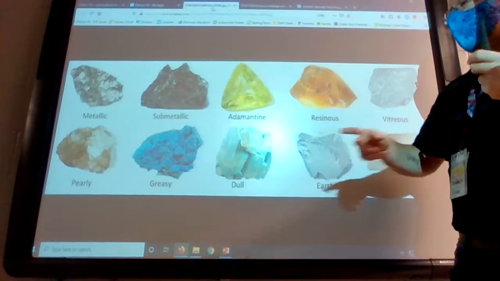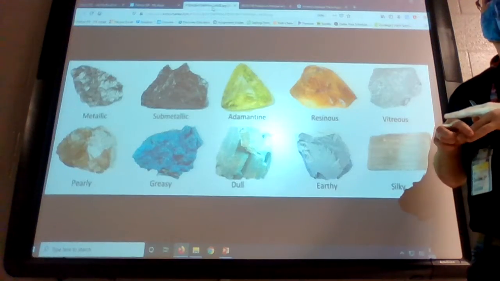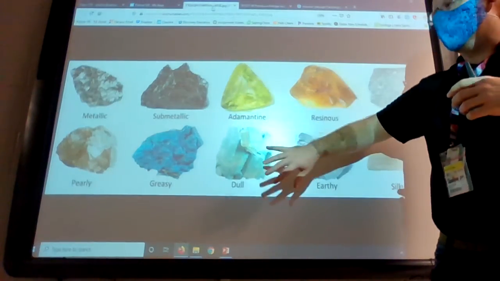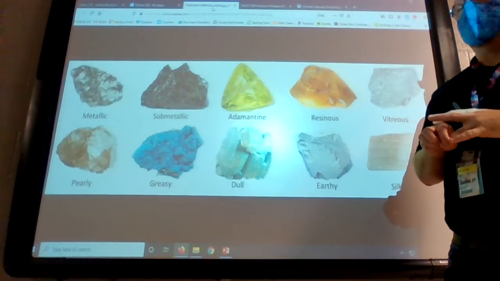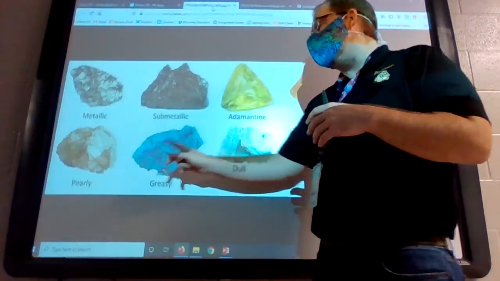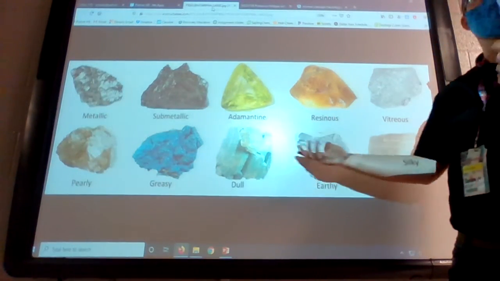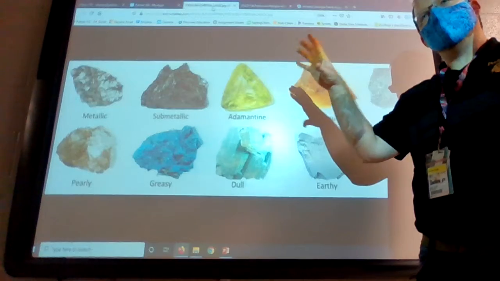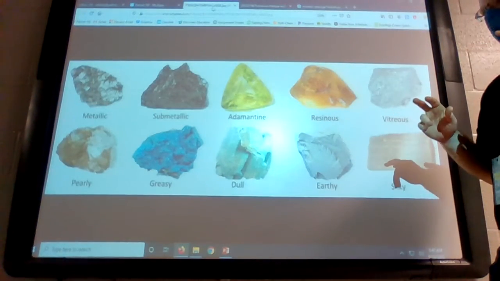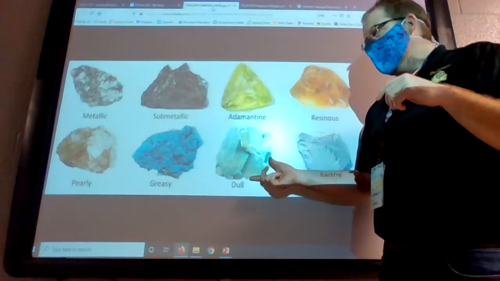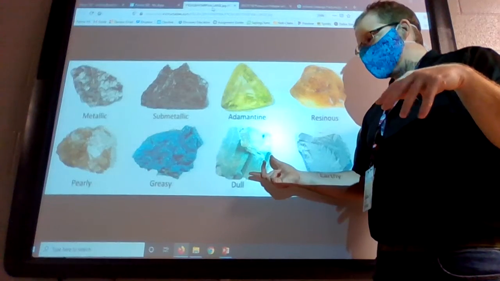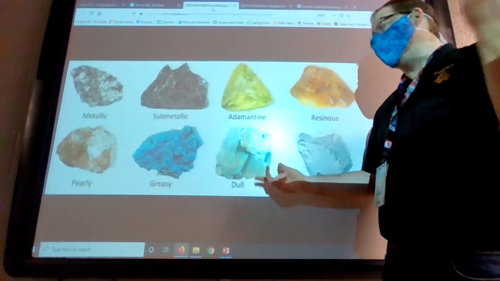Then you go to dull. You're going to find a lot of stuff that's dull. Anything that's not metallic and not shiny is going to probably fall in the dull category pretty easily. And probably even stuff that could normally be pearly or greasy or earthy could also be considered dull. It's like a blended together scale where you can have a little bit of each. But dull, you're not seeing any shine. There's not really smooth surfaces. It's just a dull mineral is what it is.